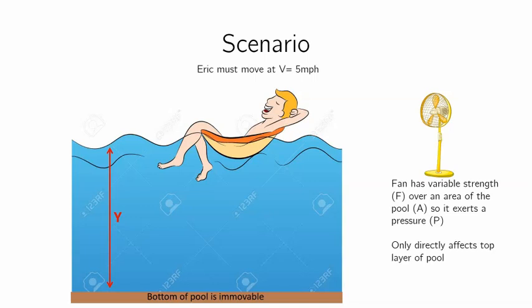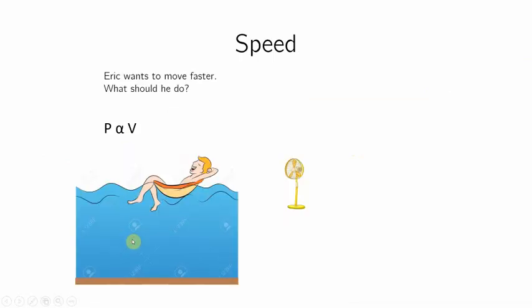The force or pressure that I'm applying onto this guy is only going to be at the top layer of the pool, right here. Another thing you should know is that the bottom of the pool is not going to move, and the distance between the bottom and the top is, say, y. So if I want to move faster, what can I do? Well, the greater the force, the pressure, the faster I'll move. That's pretty obvious, I think.